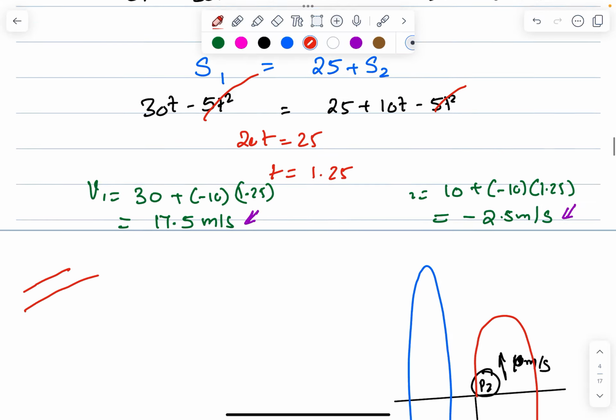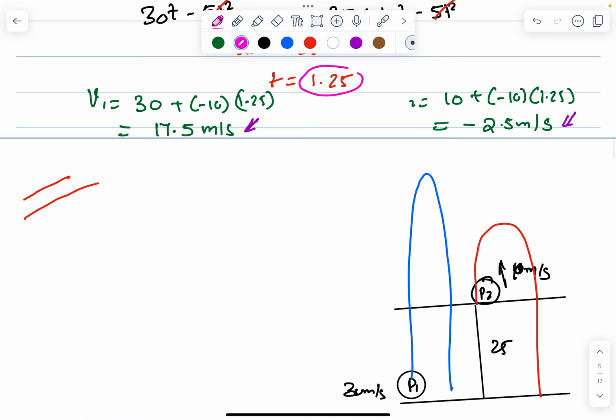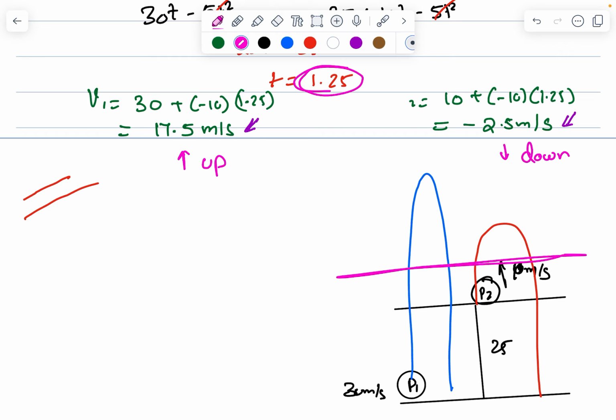Now in the first part, we have found at 1.25 seconds they are at the same height, and V1 was going upwards and V2 was coming downwards. So over here at t equals 1.25 seconds, P1 was going up and P2 was coming down. So for the remaining time, P1 will continue to go upwards.